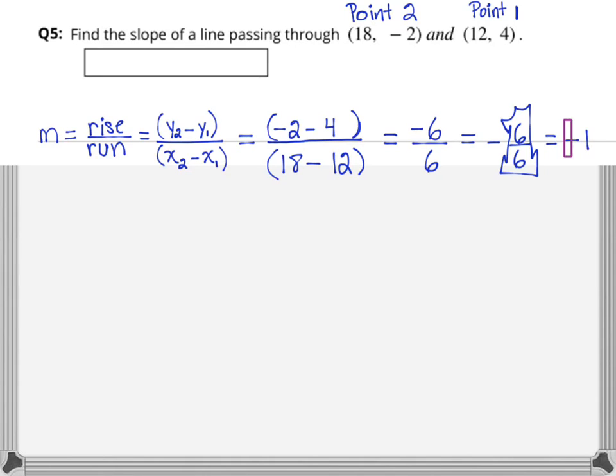I get the exact same slope whether I choose this to be point 1 or this to be point 2, or this to be point 1 or this to be point 2. As long as I write everything carefully and follow through with understanding my operations with integers, I should be fine, and I'm going to get the exact same slope, which is -1.